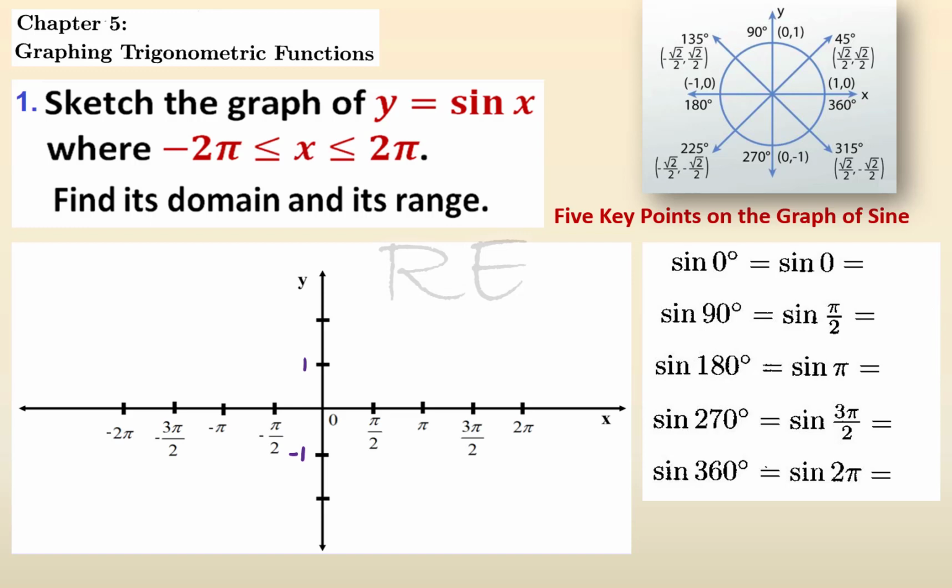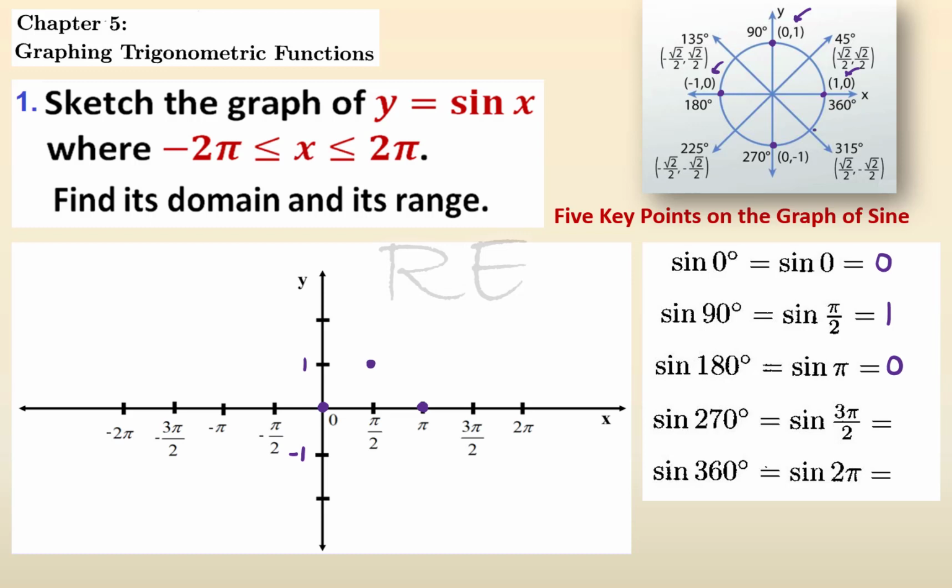The first one is the sine of 0, and the sine of 0 is equal to 0. Sine is the y coordinate. At 0, the coordinate is (1, 0). At 90 degrees, the coordinate is (0, 1), so the sine of 90 is 1. Sine of pi over 2 is 1. At 180, or pi, the coordinate is (-1, 0), so the sine is 0.